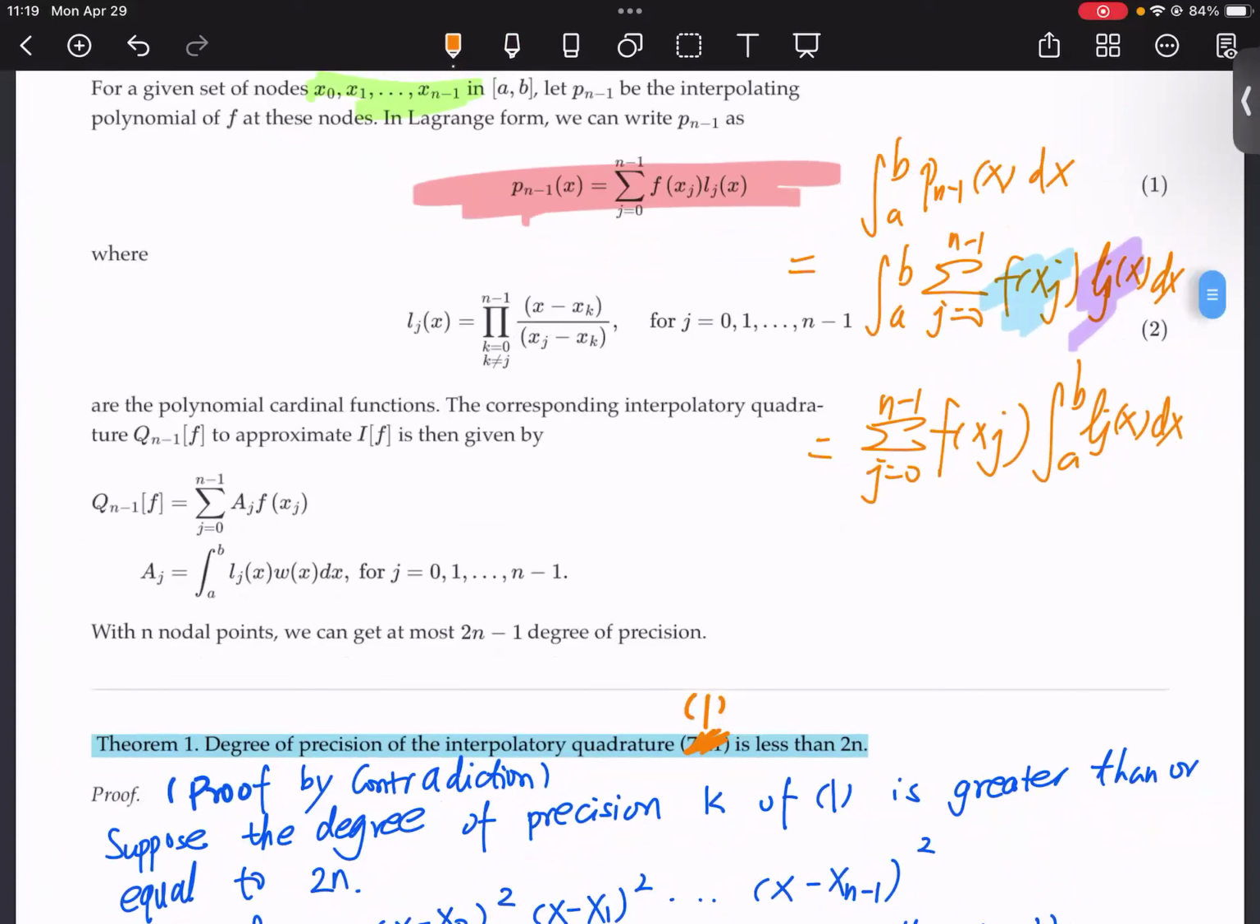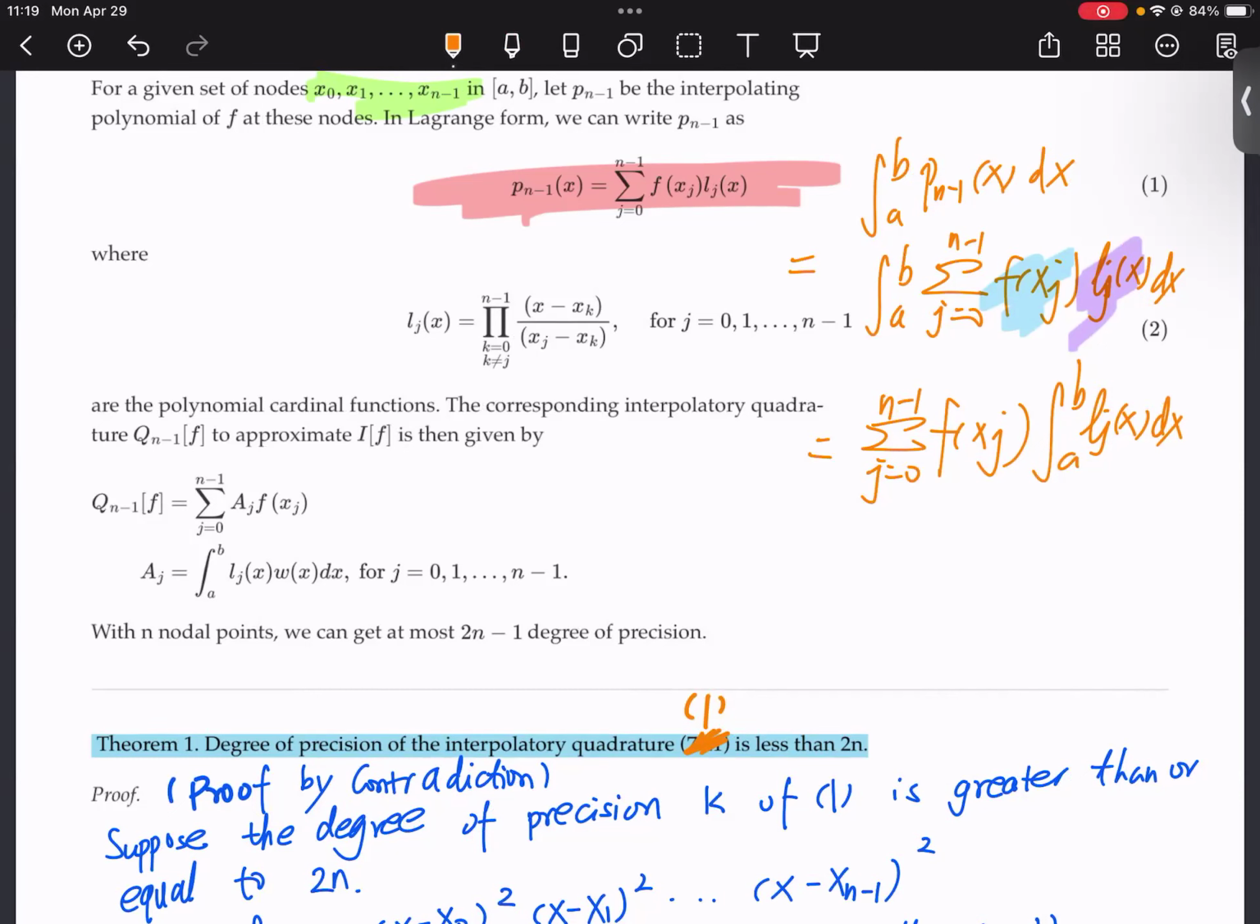And if you take a look here, there's another w(x). This is just the weight function, and you can ignore this part, because usually we just use the weight function w(x) equals 1, and that's what we have here. Got it? So what we have here is just the sum, this part, f(x_j), and this is the a_j. This is the a_j.